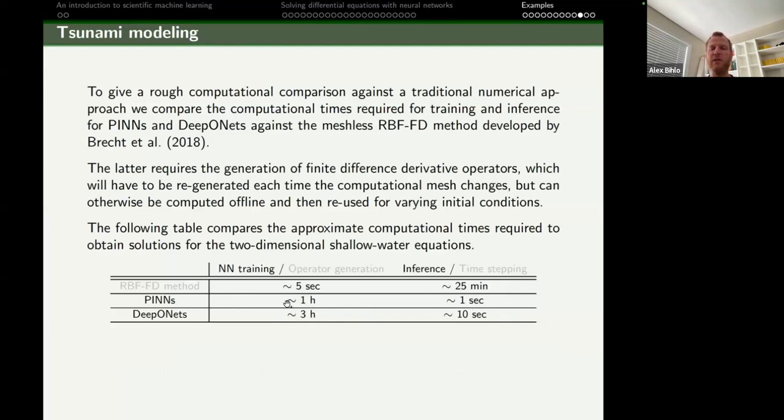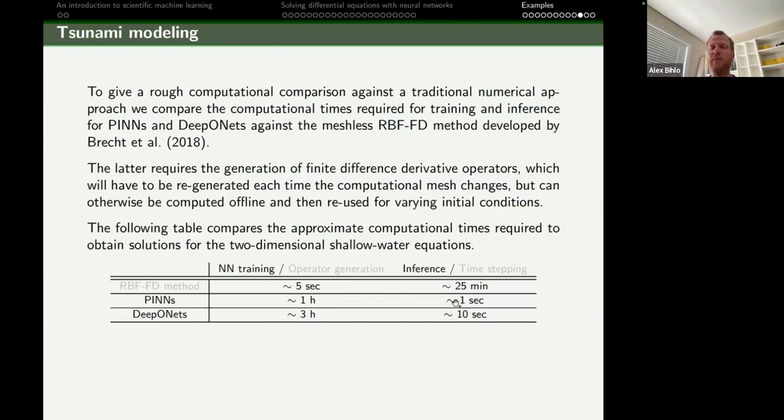Each time you change the initial condition, say you want to predict the next tsunami, you have to retrain a network again. So it takes you 1 hour and then you evaluate in 1 second. So this is obviously slower than just time stepping with your standard finite difference method. But that's the advantage of the operator approach, right? In the operator approach, you train it, but then once you train it, you can evaluate it for any initial condition. So the evaluation time here is 10 seconds.